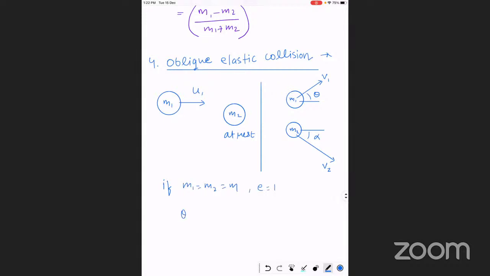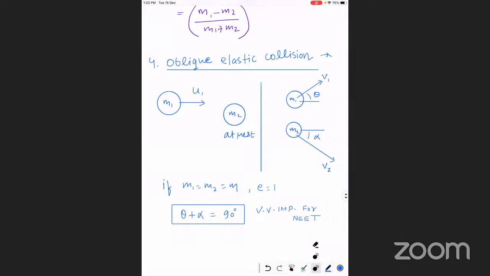What I can write, theta plus alpha must be 90. Very, very important for NEET students. Very, very important for all my NEET students. For IIT students, this is nothing big. They can prove it. Again. Okay, understood?